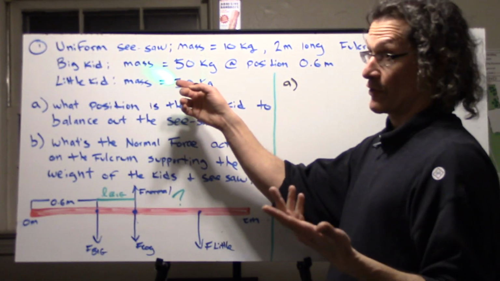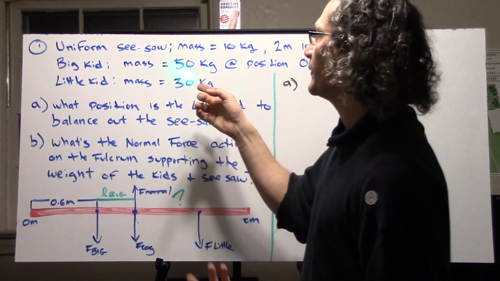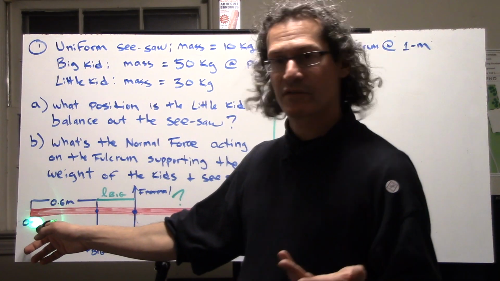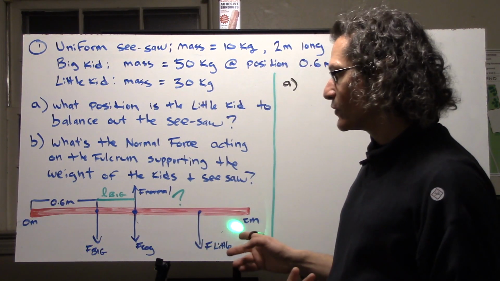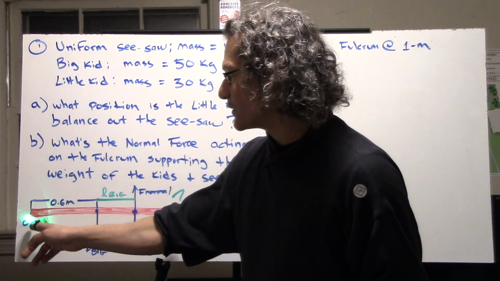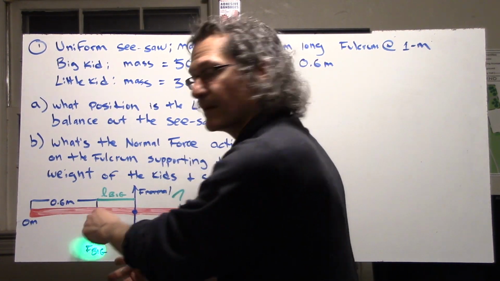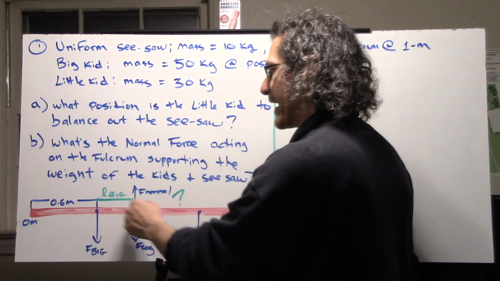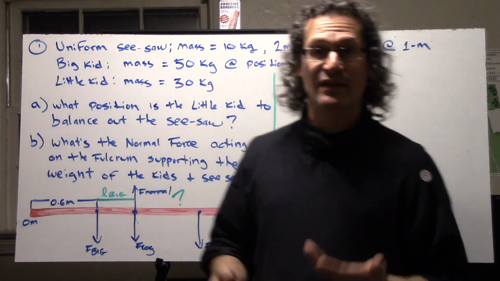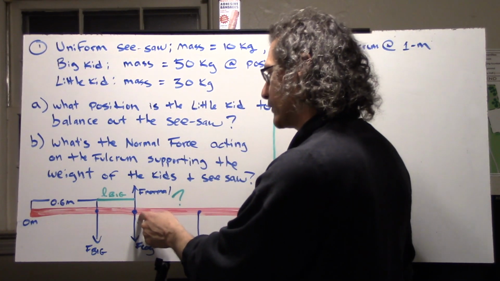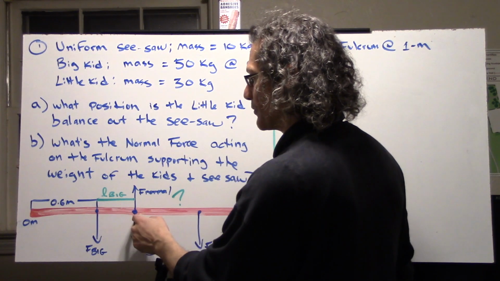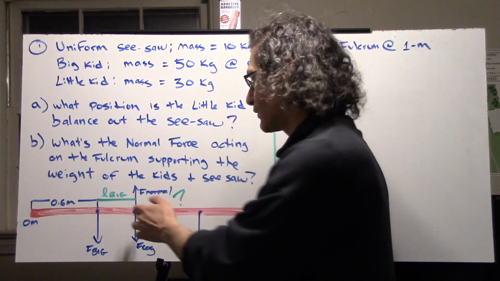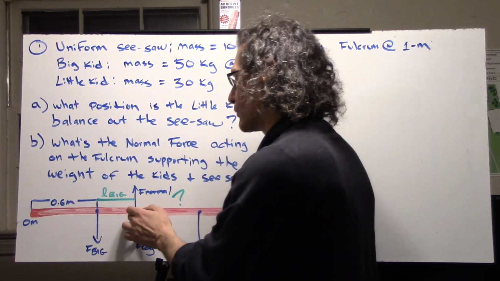Okay, big kid stats. His mass, or her mass, who knows, just a kid, big, 50 kilograms at position 0.6 meters. So I've set up a coordinate system where over here at the left is 0 meters, and over here at the right is 2 meters. This is the positive direction. So 0.6 meters from this point is where the big kid is going to sit. That means the big kid is a certain lever arm distance away from the fulcrum, and that distance is 0.4 meters. 0.6 plus 0.4 is this 1 meter distance along the plank from the end to the fulcrum.